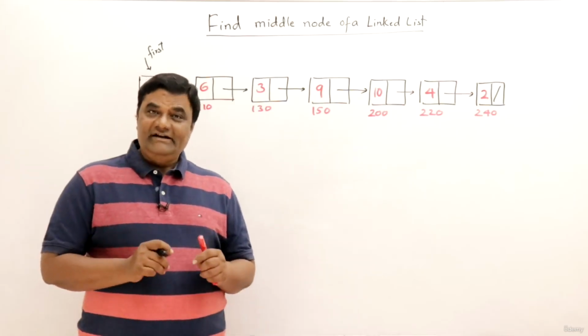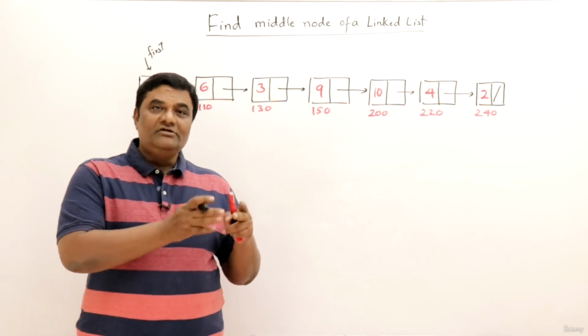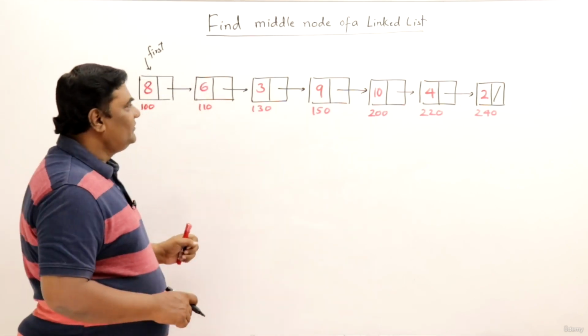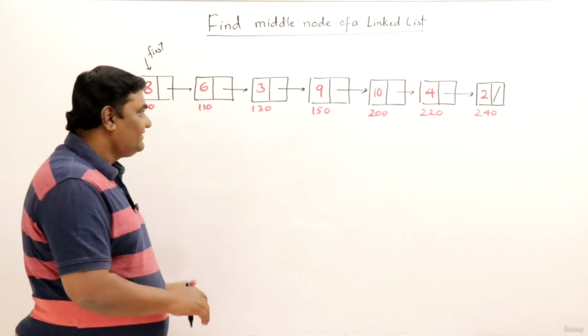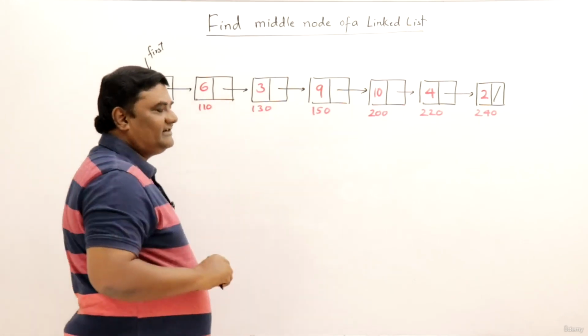The topic is finding the middle node of a linked list. We want to reach the middle node. As an example, I have taken 7 nodes in a singly linked list here, and this is the middle node: 3 nodes on this side, 3 nodes on that side.